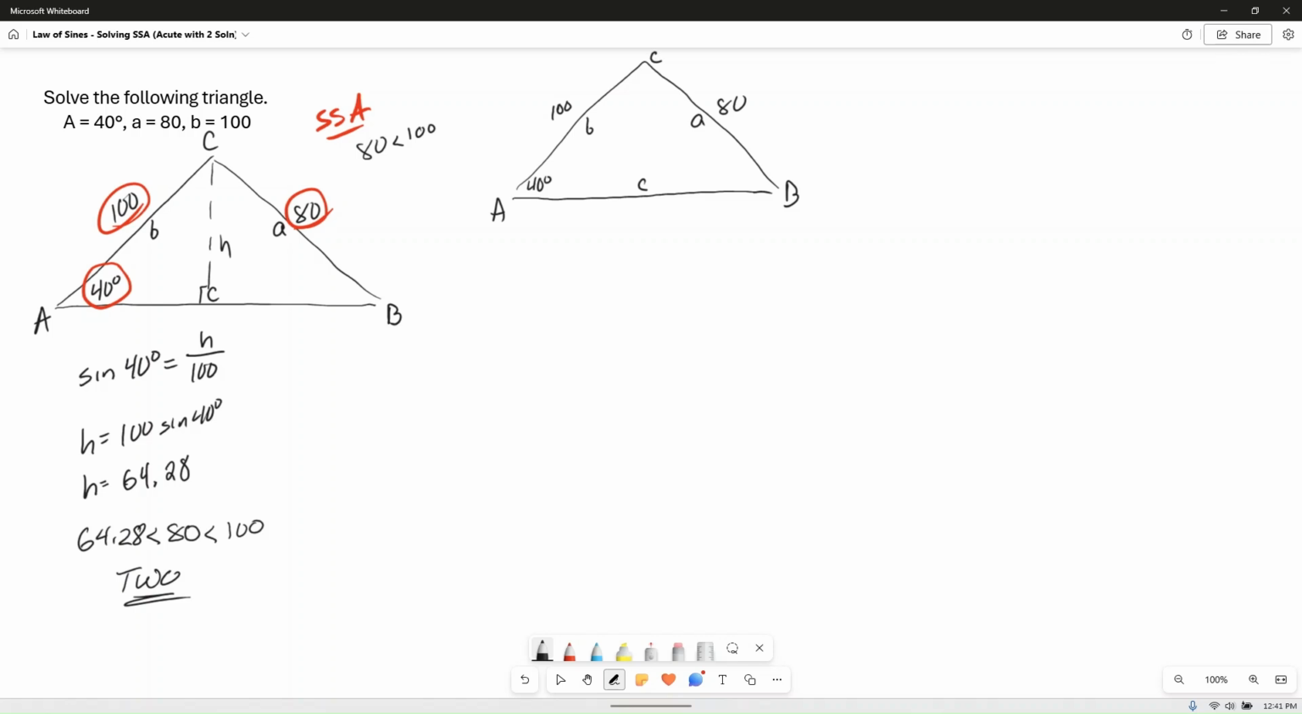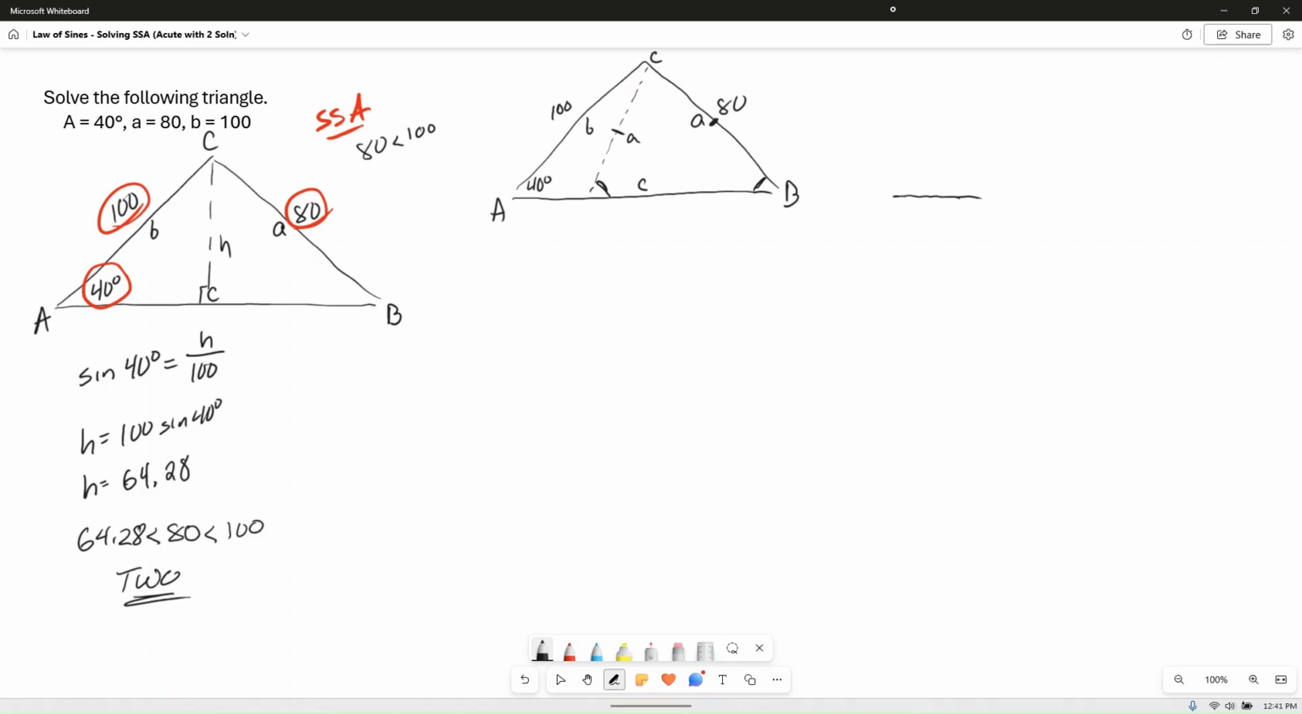The other triangle would happen if I took side A and swung it towards the angle A. So this is side A, and so is this. And because they're equal to each other, the angles in the bottom are also equal to each other. And so that's how we get this second triangle.